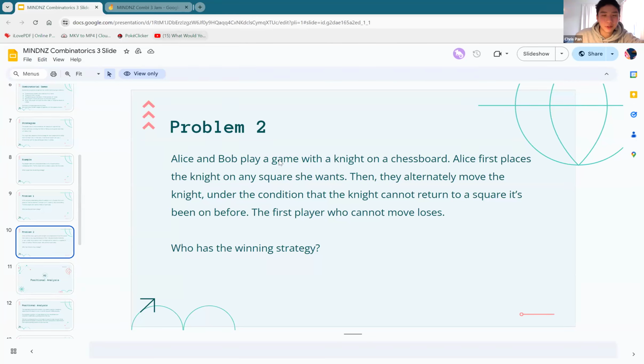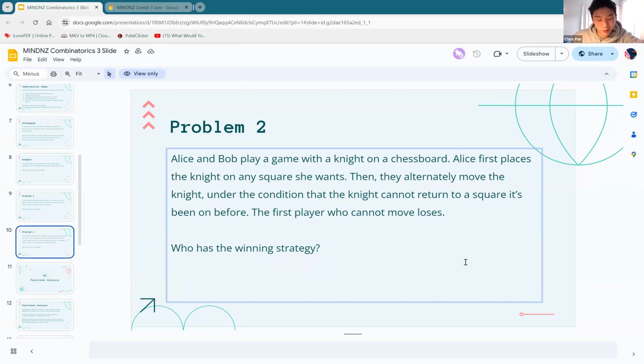Okay, I hope everyone knows how a knight moves. You move two in one direction and then one in an orthogonal direction. So it's like an L shape.